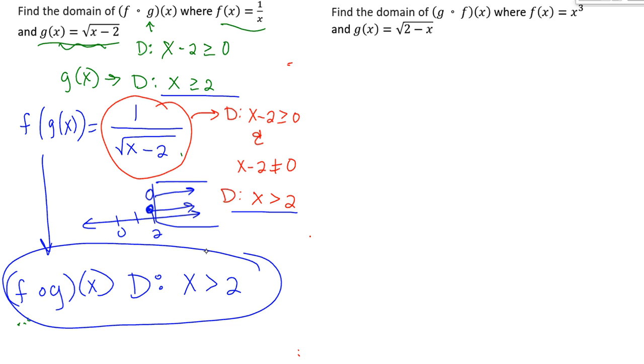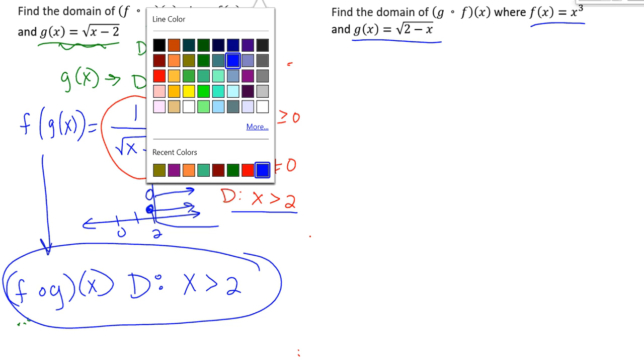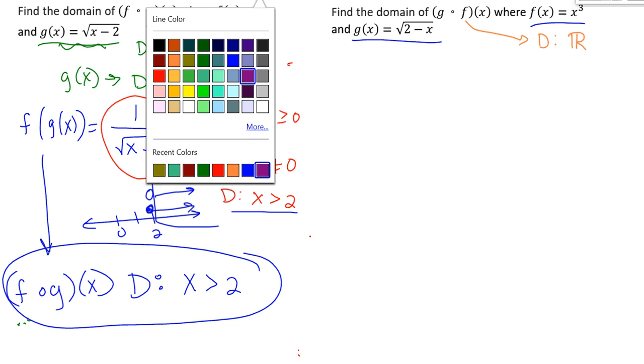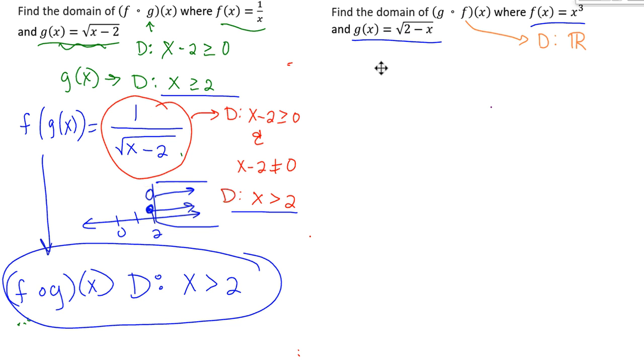All right, next one, find the domain g compose f. So this time f is going to go first, where f of x equals x cubed, g of x equals square root of 2 minus x. Okay, let's start with f of x, the one being plugged in. So we're going to talk about the domain of f of x. x cubed has all real numbers in the domain. That's nice. Now all we've got to do is figure out what g of f is. Find the domain of that guy.